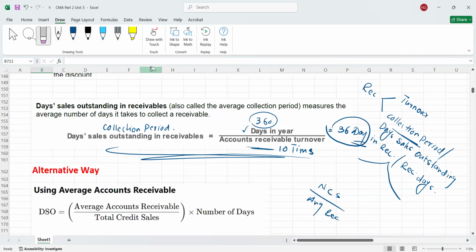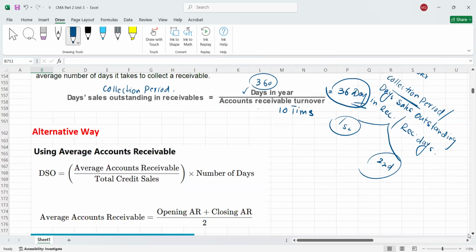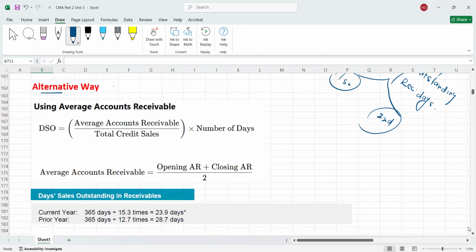Okay, but there is another formula. This was the first way. Now there is a second way to calculate the collection period. Now the question is which formula you will use in your exam. Definitely you have to check which data is available, and according to that, you can utilize it. The alternative way is actually your second way to calculate the accounts receivable collection period.